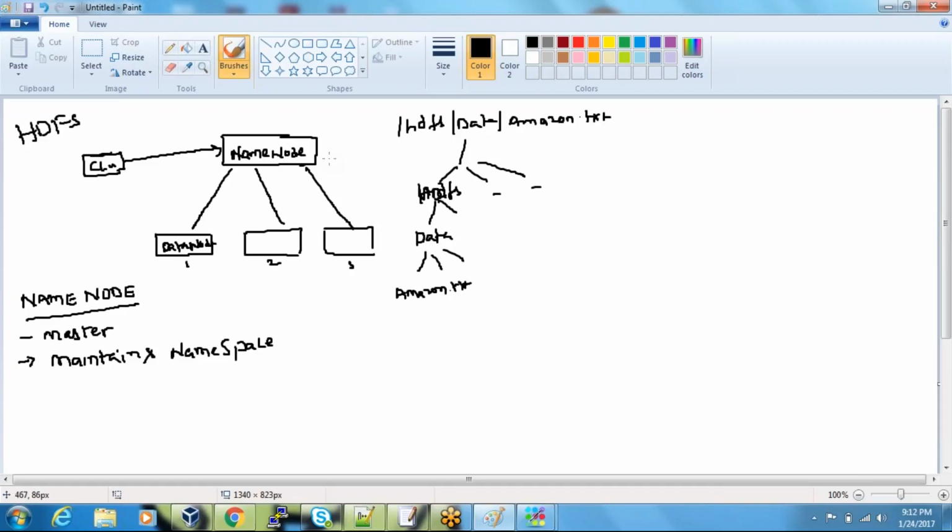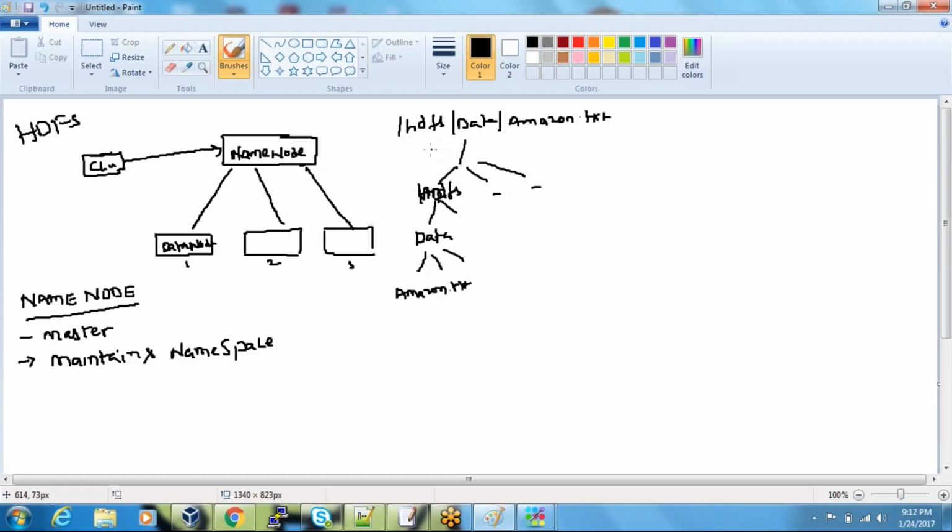Sorry to interrupt. When you say namespace information, does it mean metadata, or are both different? The metadata contains this data information, this namespace information. It is a very big object. It maintains the namespace information in the form of inodes. I'll explain what an inode is, right now.